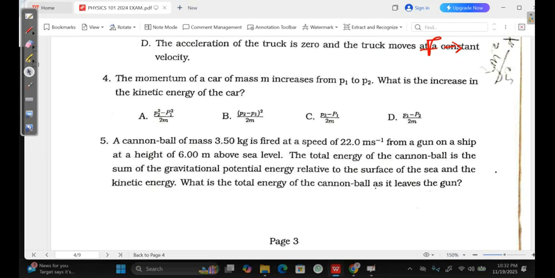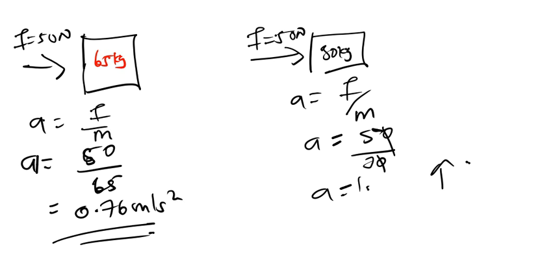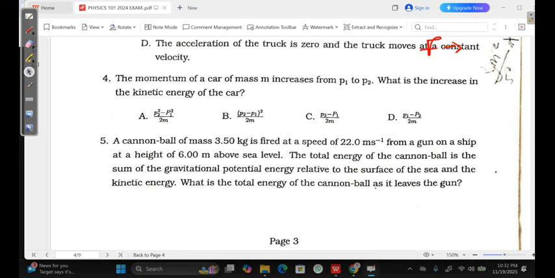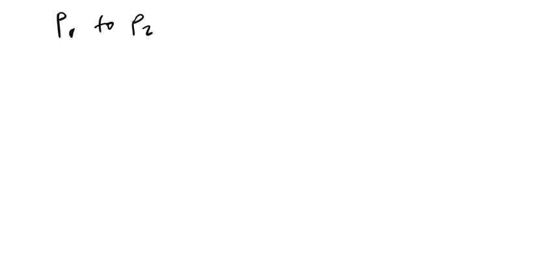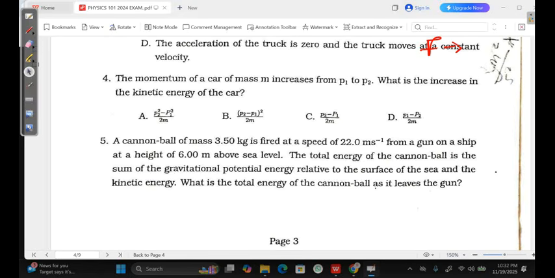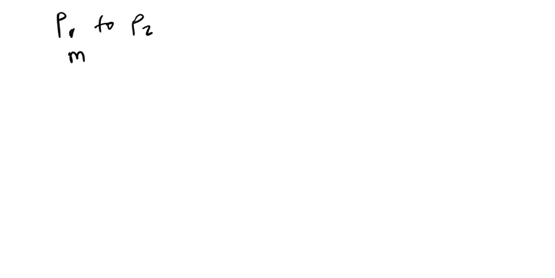So I have gotten the question. They are saying the momentum of the car of mass m increases from P1 to P2. It continues to say what is the increase in the kinetic energy of the car. So what I want you to understand is that we have got two things.